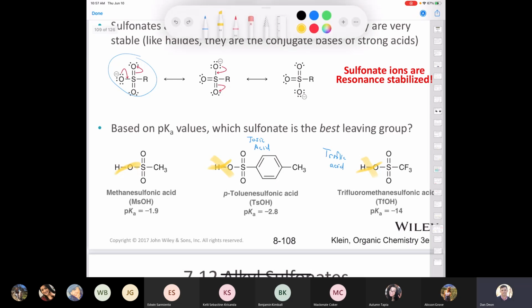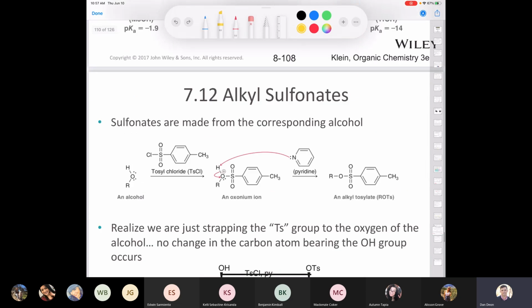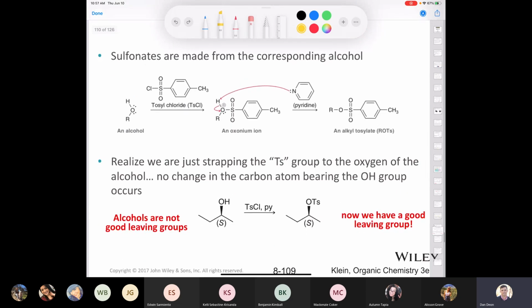Here's my pen. And so you treat it with the chloride, tosyl chloride. It does this substitution reaction. So the first step is that this comes in as a nucleophile, and you lose the leaving group. Then you do a proton transfer using pyridine, and you end up with your tosylate. So now you've made a good leaving group.